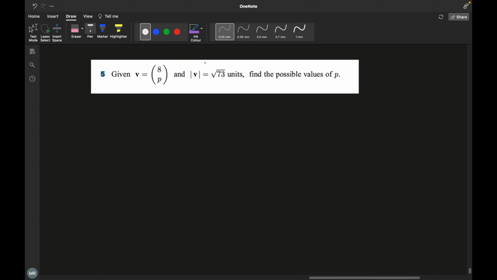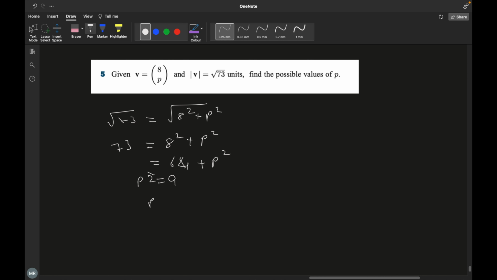Alright, so we have the magnitude of v is root 73. So it's 8 squared plus b squared. Let's square both sides. 8 squared plus b squared, 64 plus b squared. 73 minus 64 is 9. Therefore, b squared is 9. And b is plus or minus 3. That's the answer.